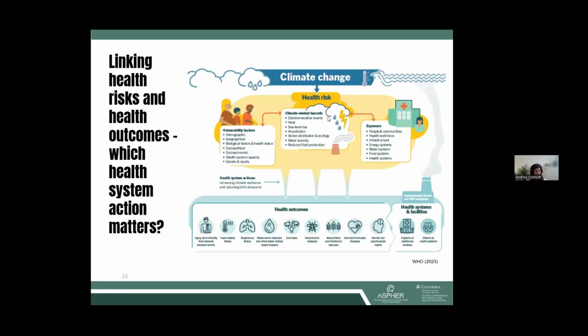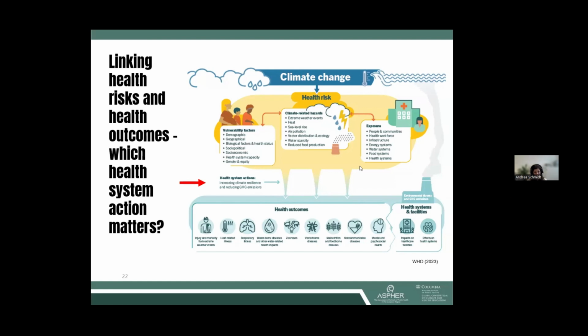And I'm sure you've seen already this graph. Now, what is important here is we have climate change impacting on health and health risks. We know that the risk is composed of vulnerability, of the hazard, of exposure, and then here we have in the middle health system action. So we can actually do something to increase resilience and reduce greenhouse gas emission. And the question is, what actually needs to be done to reduce the impact of climate change on health outcomes, but also on health systems and facilities? And these are the indicators that I'm going to discuss with you.